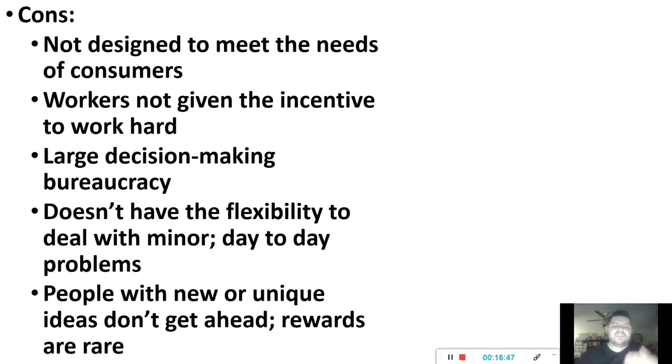The last one is people with new or unique ideas, they don't really get ahead. So inventors, they don't get ahead. Here in this country, we have things like the ShamWows and the Snuggies. Those people who made that, they're making millions of dollars right now because people are buying it. In the type of economy we have, they make money. They do well. But in the other type of economy, it would be, "Oh, good job, you invented something cool." That's all you get, just a little clap maybe.